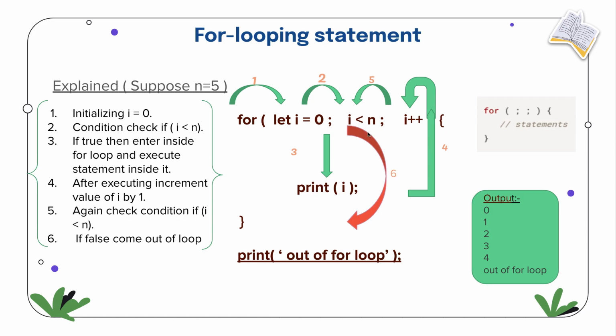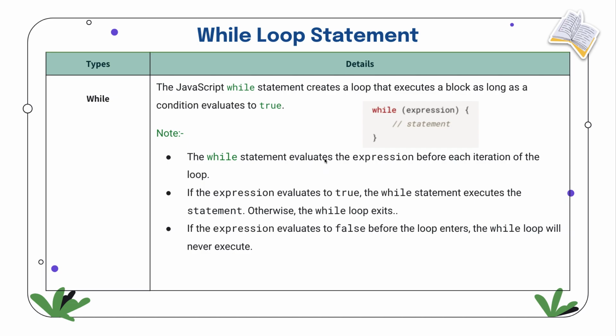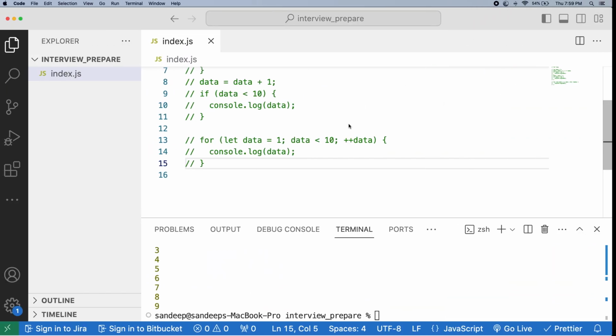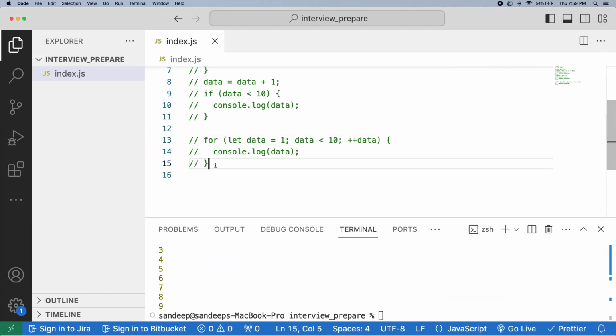Till the condition is satisfied, it will keep on printing. Once the condition becomes false, it will come out of the for loop. So that is the for loop statement. Next we have the while loop statement. The while loop does a similar kind of thing. Instead of a for loop you can just use a while loop.